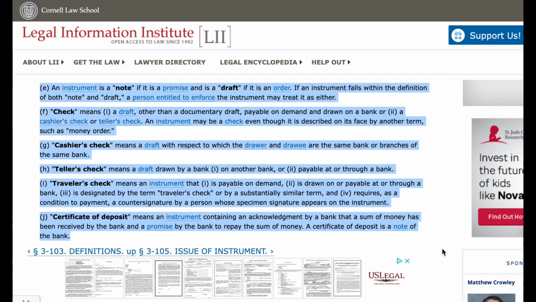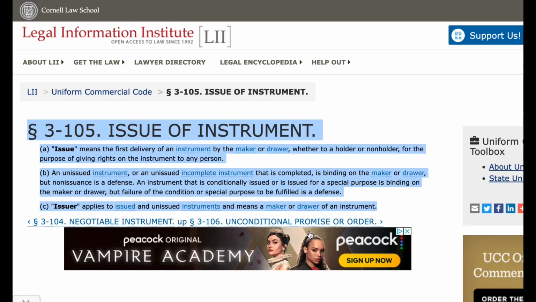J. Certificate of deposit means an instrument containing an acknowledgement by a bank that a sum of money has been received by the bank and a promise by the bank to repay the sum of money. A certificate of deposit is a note of the bank. Paragraph 3105. Issue of instrument. Primary tabs. A. Issue means the first delivery of an instrument by the maker or drawer, whether to a holder or non-holder, for the purpose of giving rights on the instrument to any person.